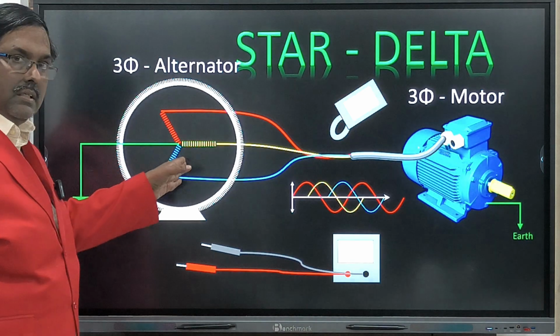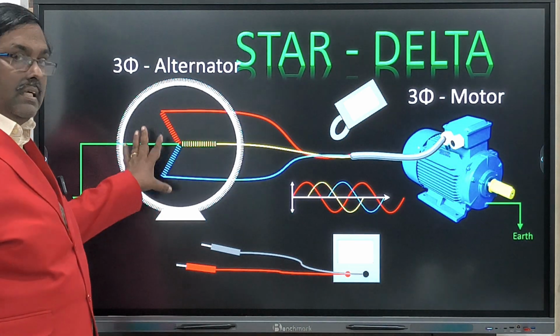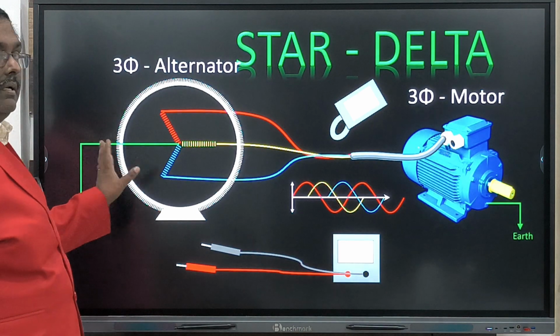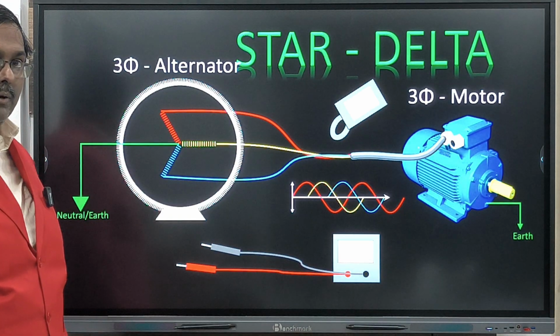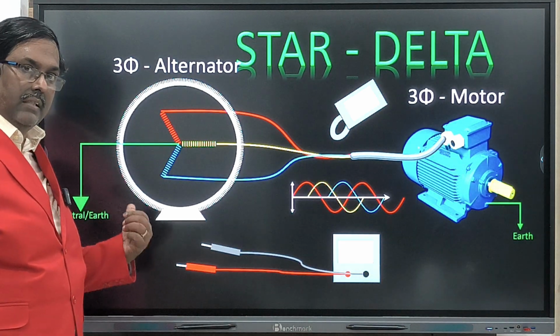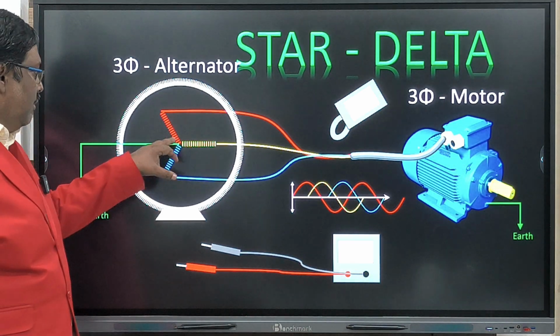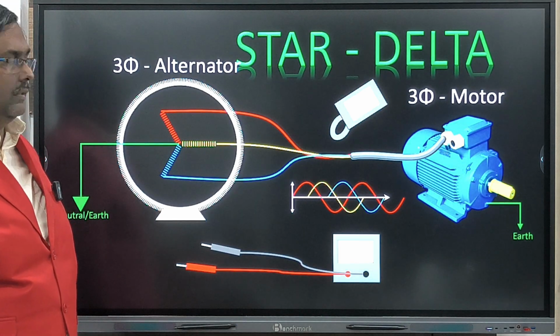So this is a four-wire system. The center point we make earth. In a vessel or ship we are not going to do this, but for understanding the class we are considering that the center point, the neutral point, is earthed in the system. That is called neutral. Earth and neutral are the same. From the alternator, we are giving the connection to the earth. That is called neutral as well as the earth.